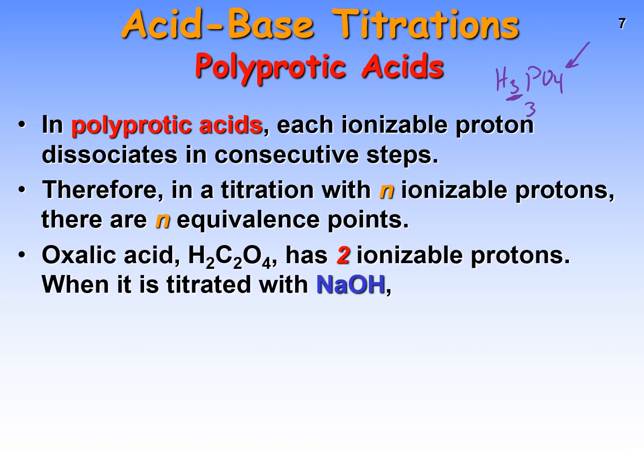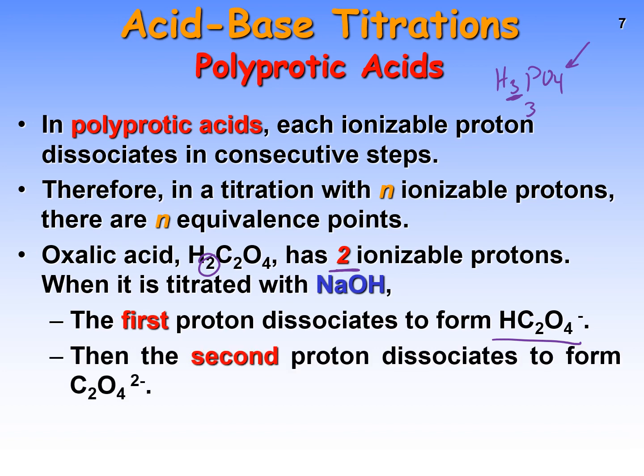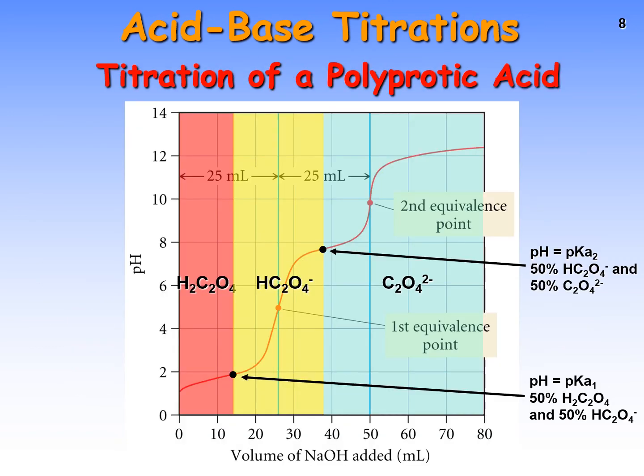Oxalic acid has 2 ionizable protons because there's this 2 here. And that means when we titrate it with NaOH, a strong base, we're going to get 2 equivalence points. The first is when we form HC2O4 minus, and then the second is when we form oxalate. And if we look at that titration, you can see it looks different than the previous curves we just talked about, right? We have another kind of step in our staircase almost, right?